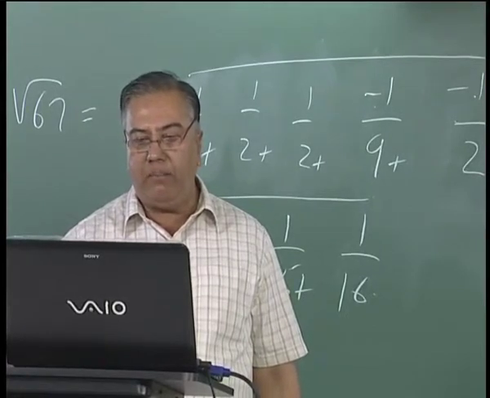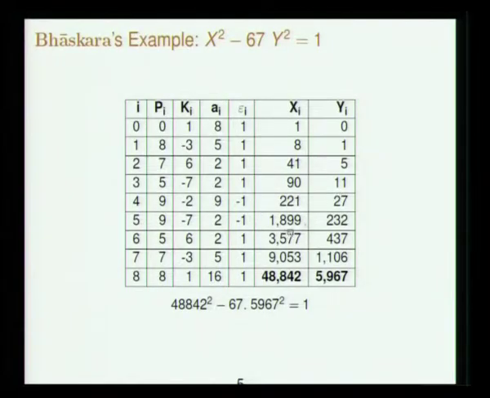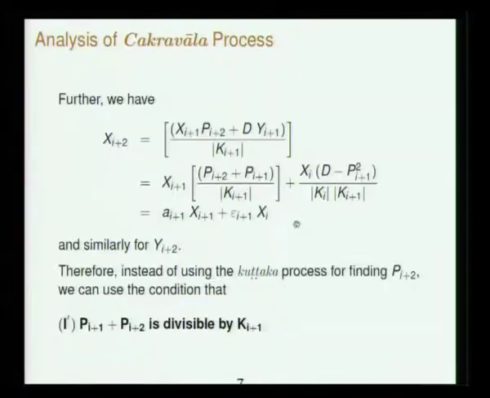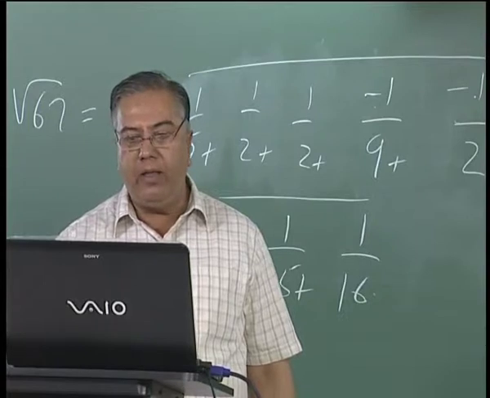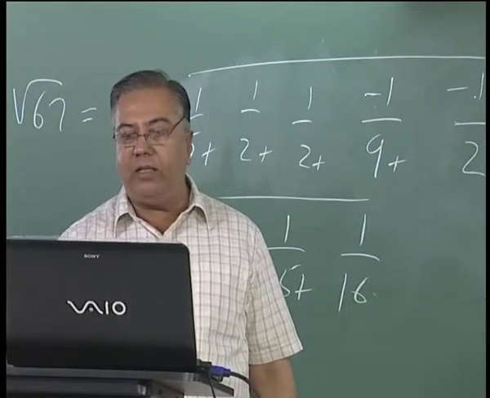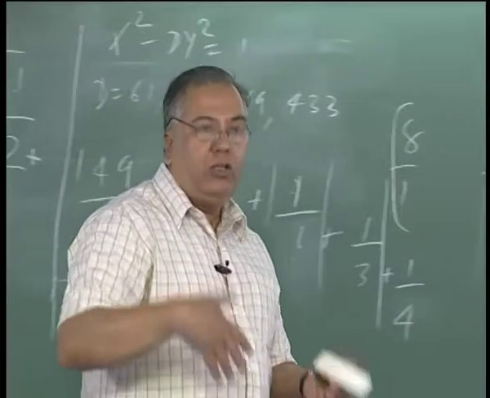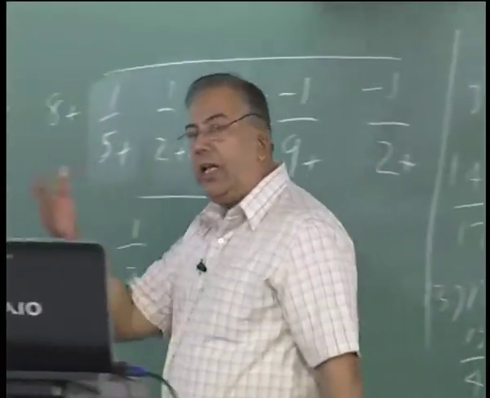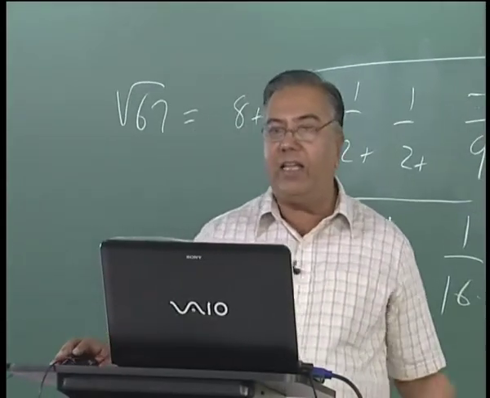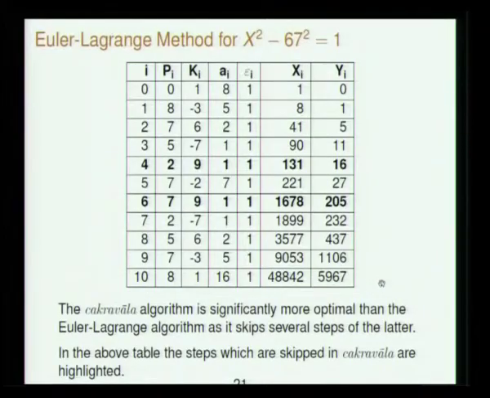So if we remember, what was the next step in Chakravala? Next step is 221 and the step after that is 1899. Remember these two, we are going to see the Euler-Lagrange process here. So 90 comes to 131, then goes to 221, then goes to 1678, then goes to 1899. So 2 extra convergents are added, 2 extra steps are added in the Euler-Lagrange process. After all, historically it did come 500 or 600 years after the Chakravala process, so it has to have that much more weightage in it.